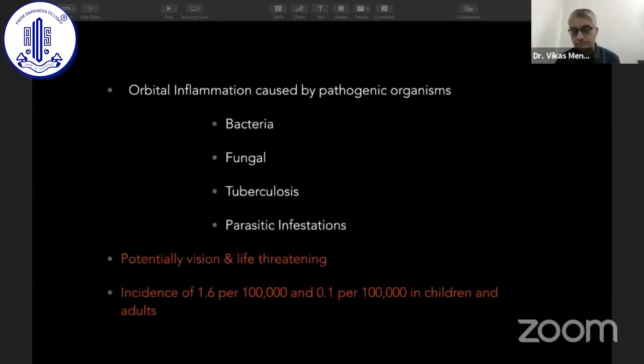And the incidence, if you look at it as per the data, is quite infrequent. But in ophthalmology emergency clinics where we were, these form a substantial part of the emergencies that we see, and they require prompt diagnosis and management.